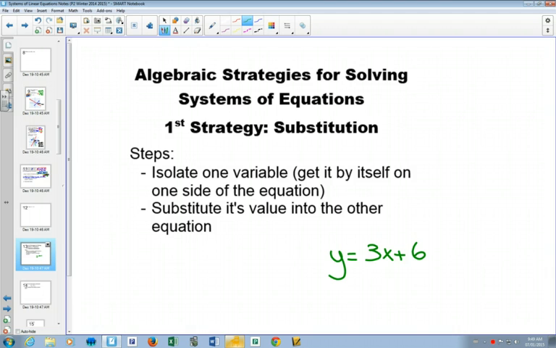When x is 5, y is 21. When x is 0, y is 6. So we have a whole bunch of answers. There's not just one solution. When we have one equation, we can't solve it.